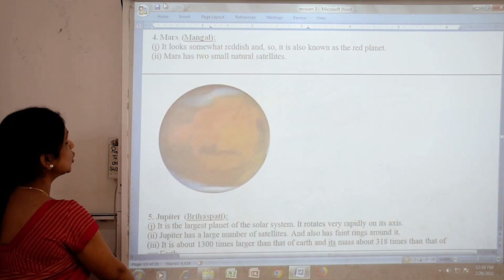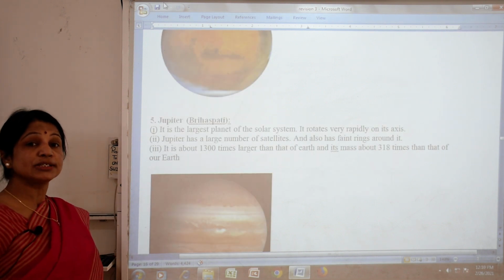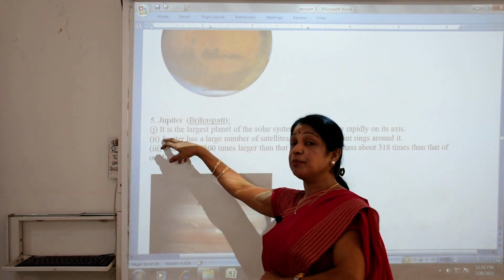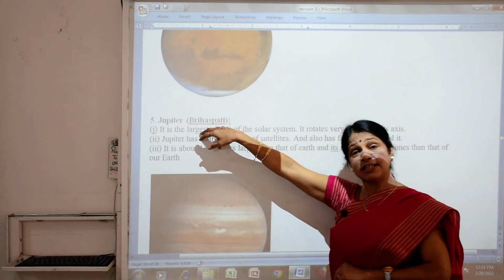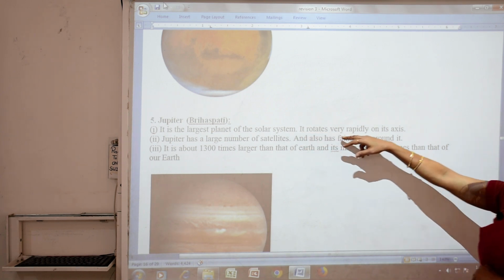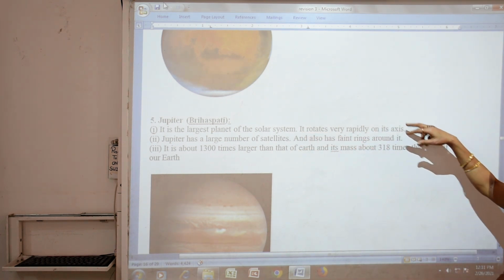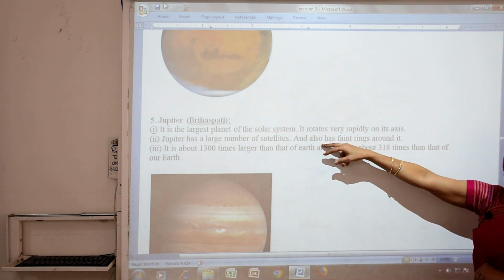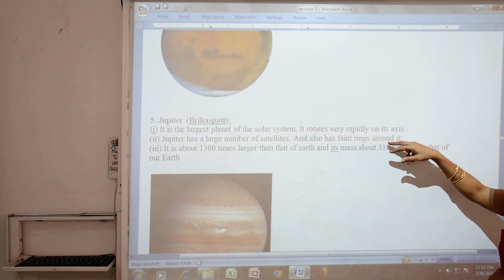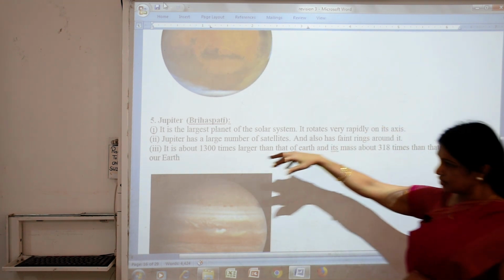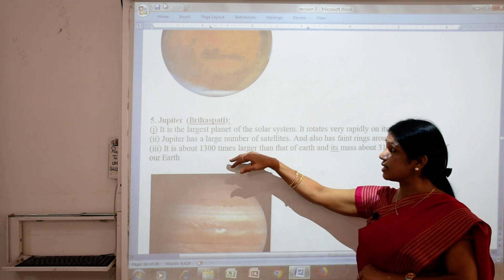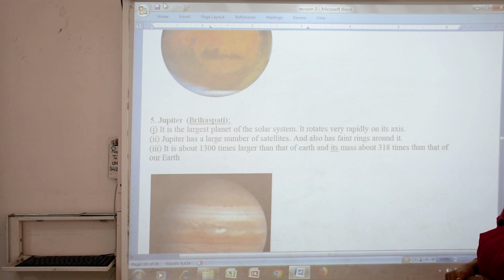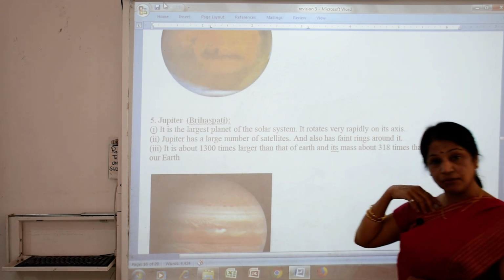Now further we are going to see Jupiter. What is Jupiter? Jupiter means Brihaspati. It is very precious. Why precious? It is the largest planet of the solar system. It rotates very rapidly on its axis. Jupiter has a large number of satellites and also has faint rings around it. It is about 13 times larger than the earth, and its mass is about 318 times that of our earth.